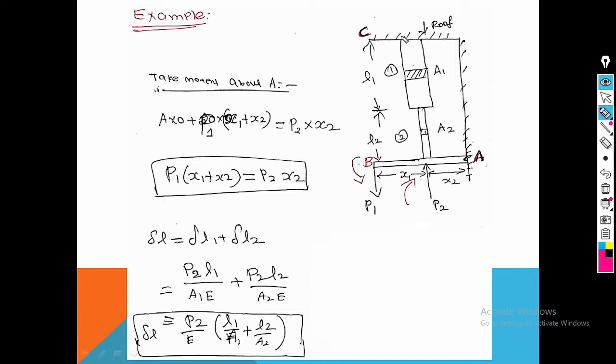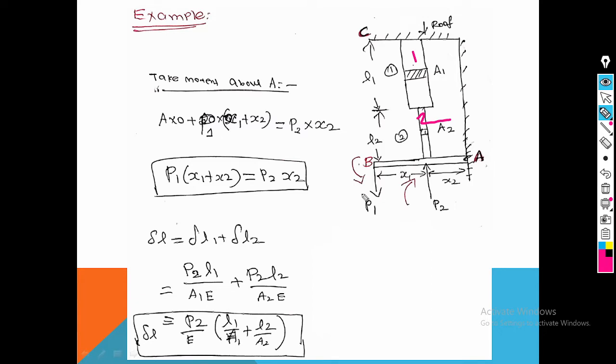It's the roof. Two sides are fixed, the top side and the right side. So there are two stepped bars, this is 1 and this is 2. Cross-sectional areas are A1, A2. Lengths of the bars are L1 and L2. At the bottom, some cantilever type of beam is attached.